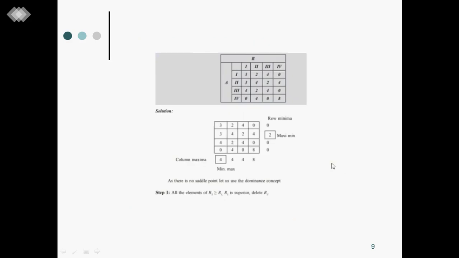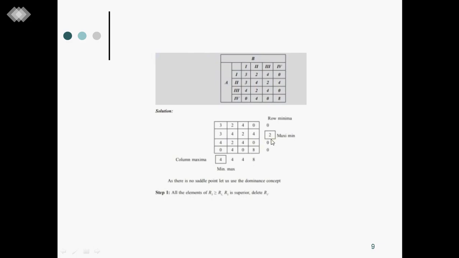Now let us see this problem. You are given a problem like this. Of course, the question is missing; it just says solve the following game. Player A has 4 strategies, player B has 4 strategies. And there is no saddle point, you can see here, because max-min is equal to 2 and min-max is 4. You can say that the value of game lies between 2 and 4, which you can predict in advance, but it is probabilistic in nature.